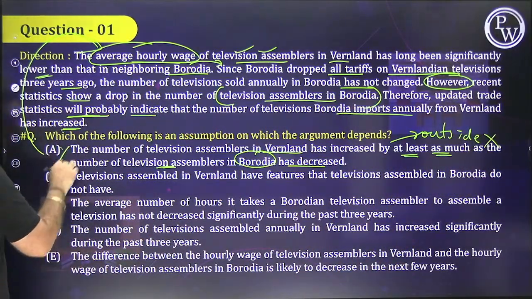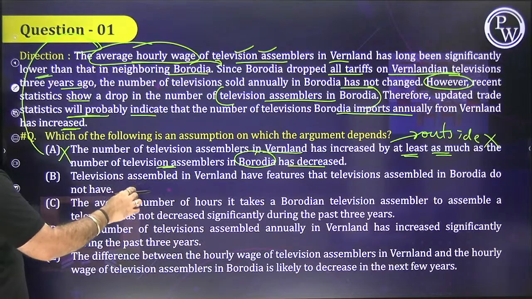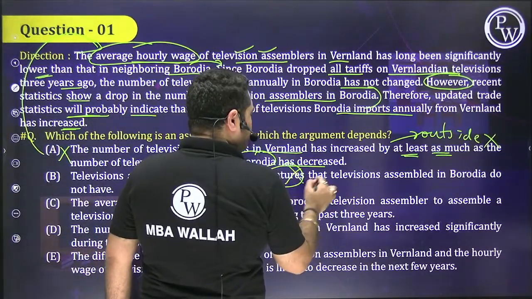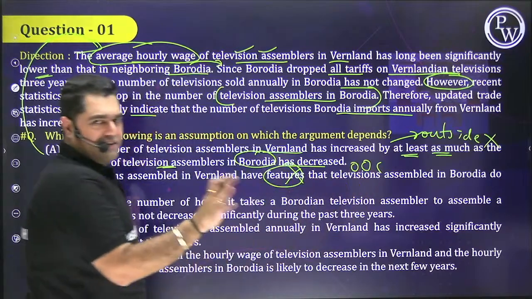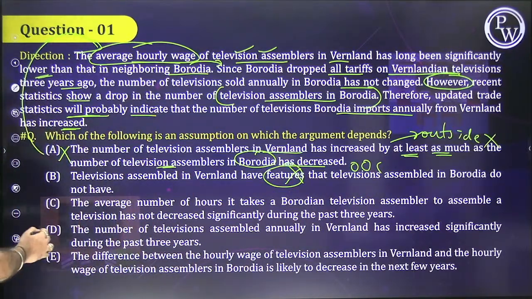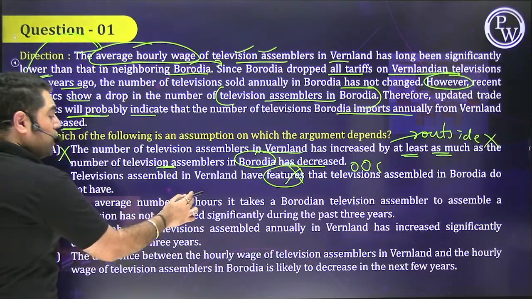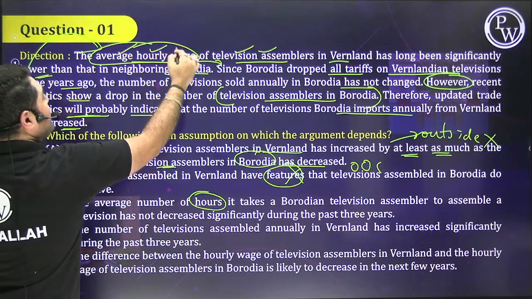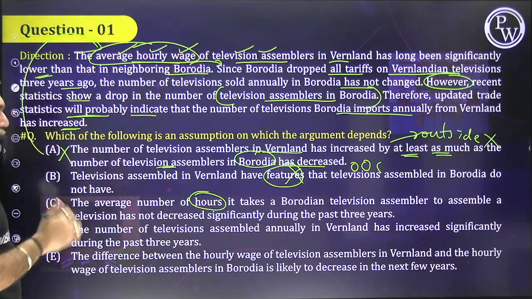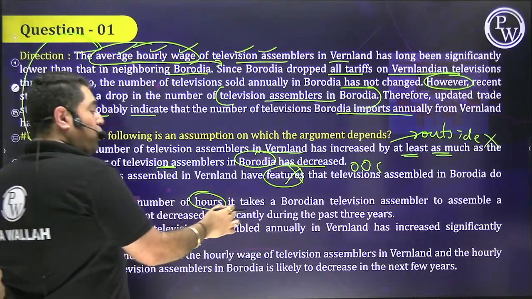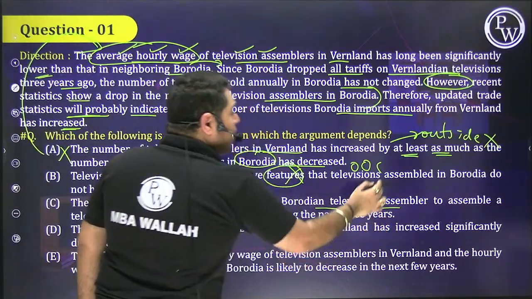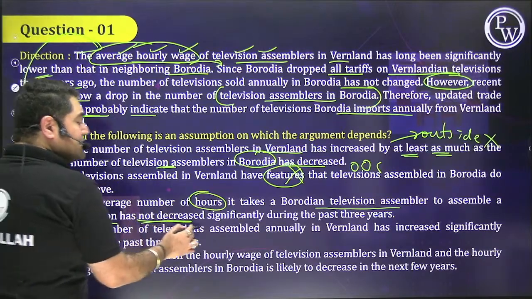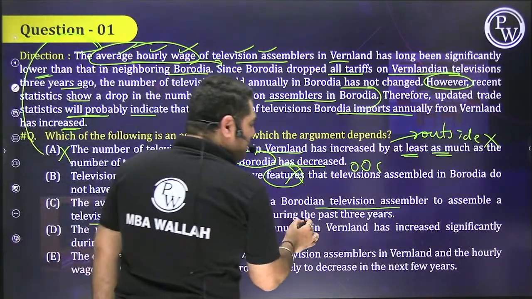Wrong. B. Television assembled in Vernland have features that television assembled in Borodia do not. Out of context. We are not discussing television features at all. C. The average number of hours. Okay, interesting. So we discussed average hourly wages. Okay. It takes a Borodian television assembler to assemble a television has not decreased significantly during the past 3 years.